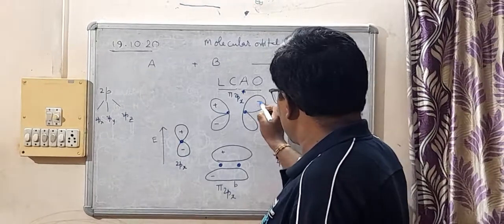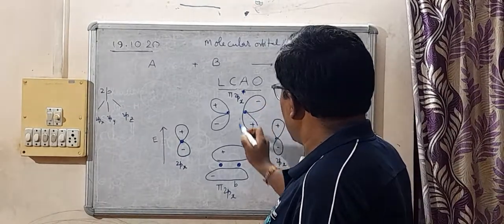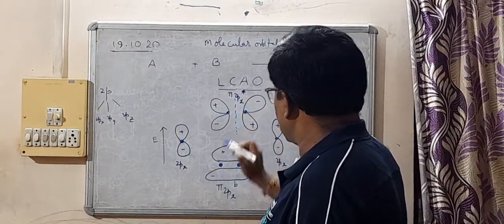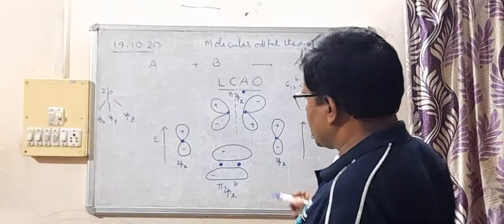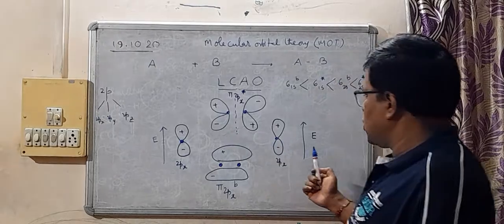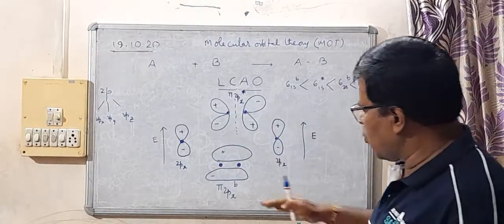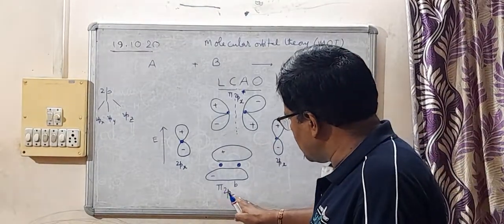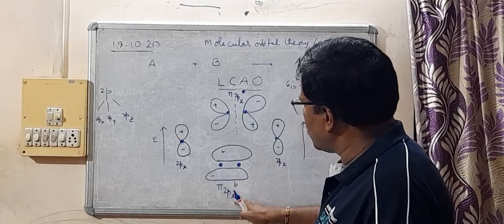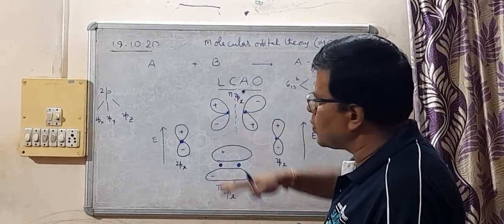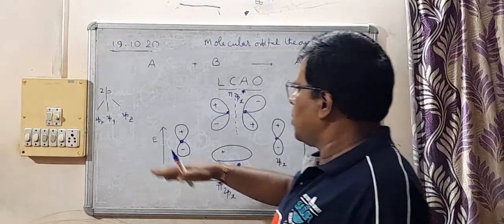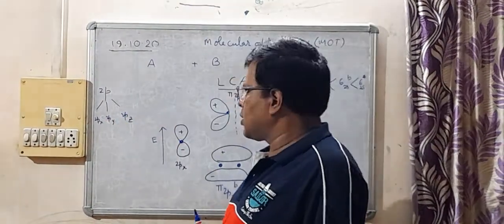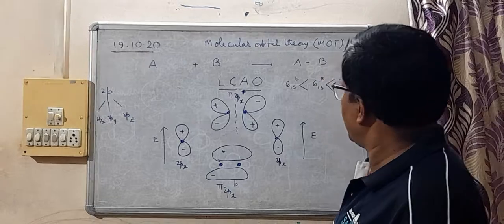This is plus, it will be minus, this minus, it will be plus, and here there will be a nodal plane. So 2px and 2px combining forms pi 2px bonding molecular orbital and pi 2px star antibonding molecular orbital. Exactly this way only py and py combine. That I am not showing here.